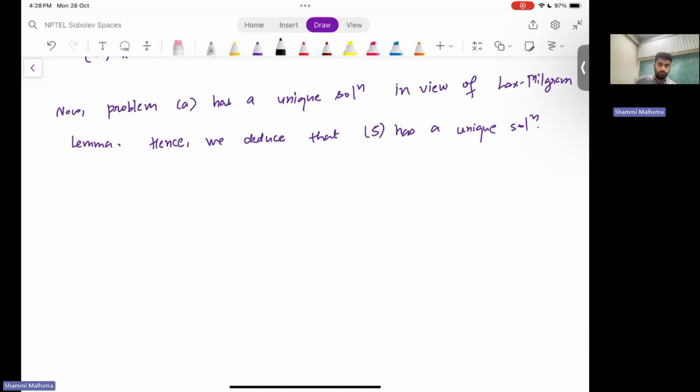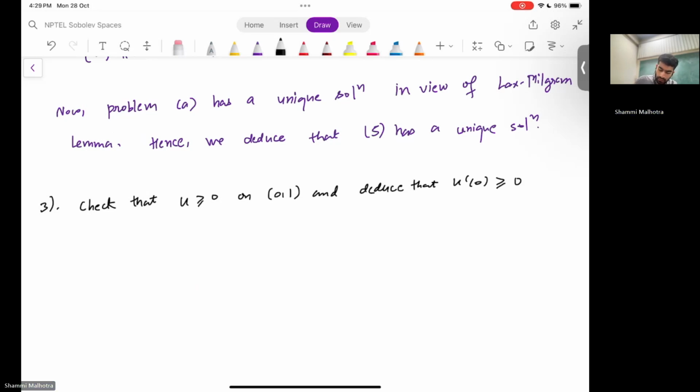Next, the third part is to check that u is non-negative on the open interval (0, 1) and deduce that u dash of 0 is greater than or equal to 0 and u dash of 1 is less than or equal to 0.